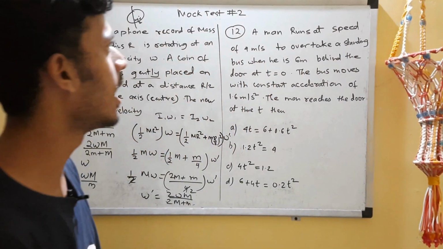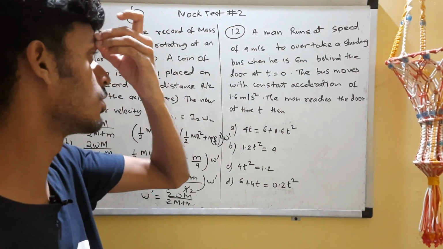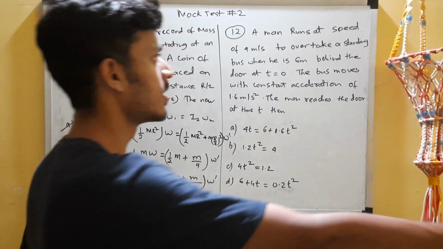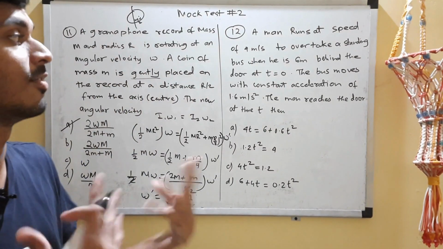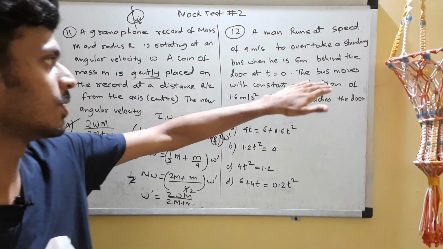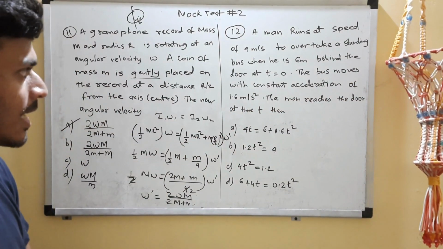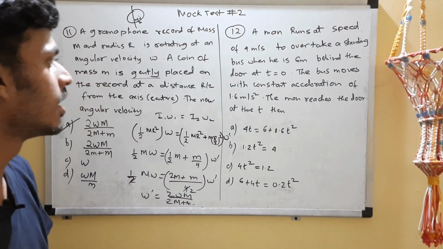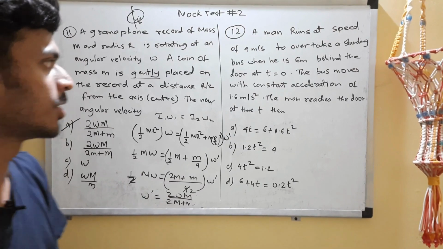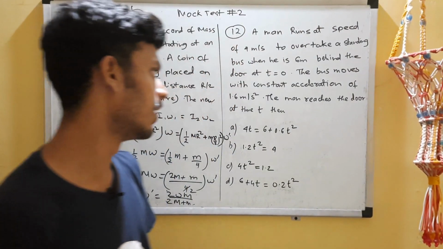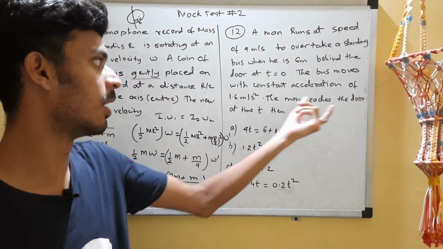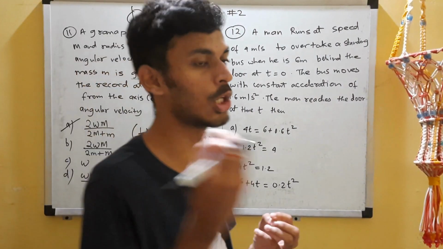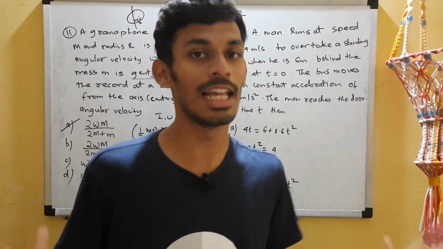A man runs at this speed. He wants to overtake a bus which is at a distance of 6 meters from him when he first begins at time t is equal to 0. The bus moves with a constant acceleration of this. You are supposed to frame the equation for when the man reaches the door at time t. You are not supposed to solve that equation in order to tell the time. You are supposed to just tell the equation.